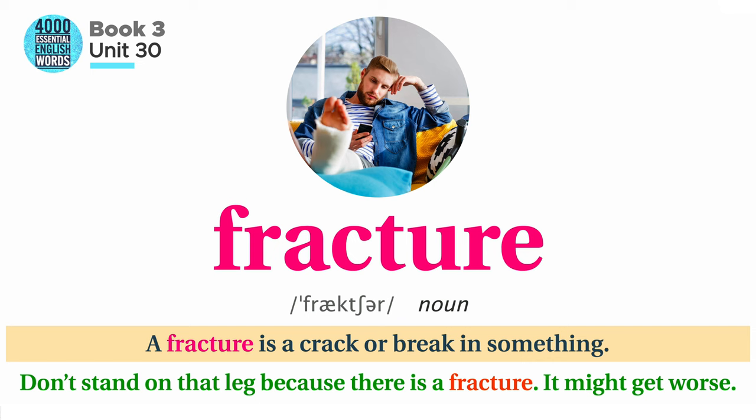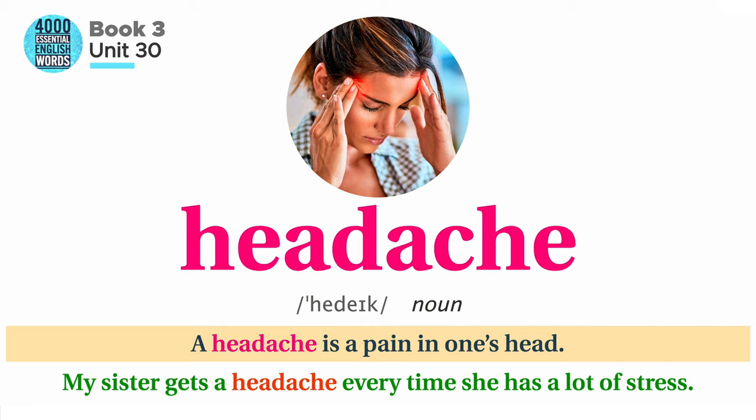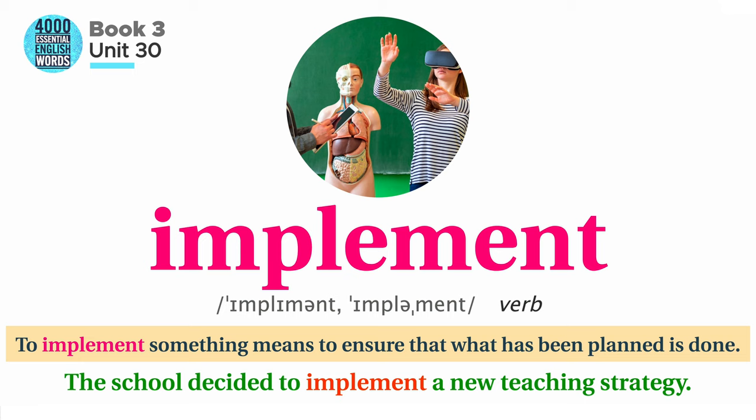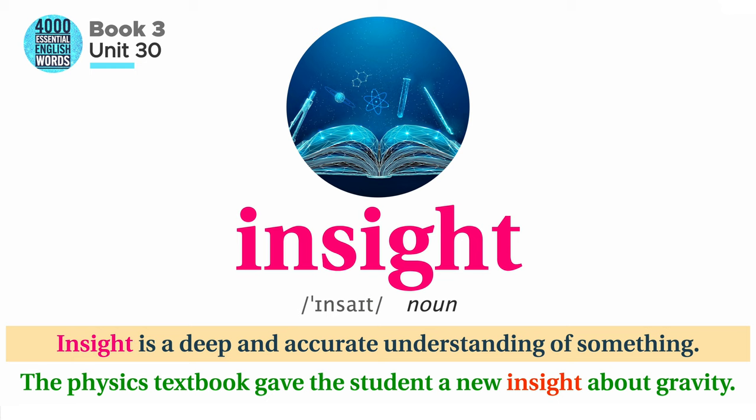Headache. Headache is a pain in one's head. My sister gets a headache every time she has a lot of stress. Implement. To implement something means to ensure that what has been planned is done. The school decided to implement a new teaching strategy. Insight. Insight is a deep and accurate understanding of something. The physics textbook gave the student a new insight about gravity.